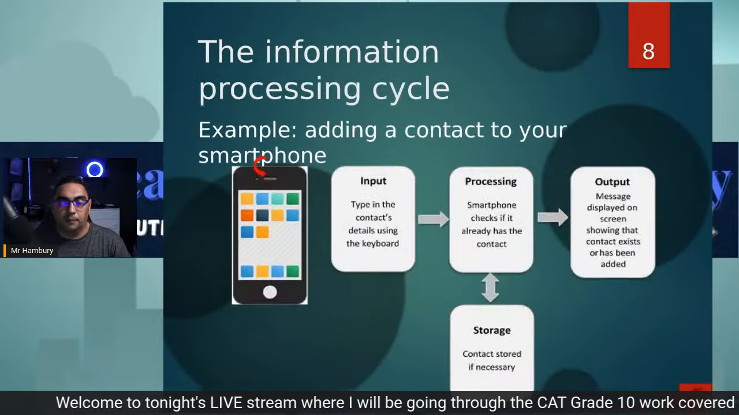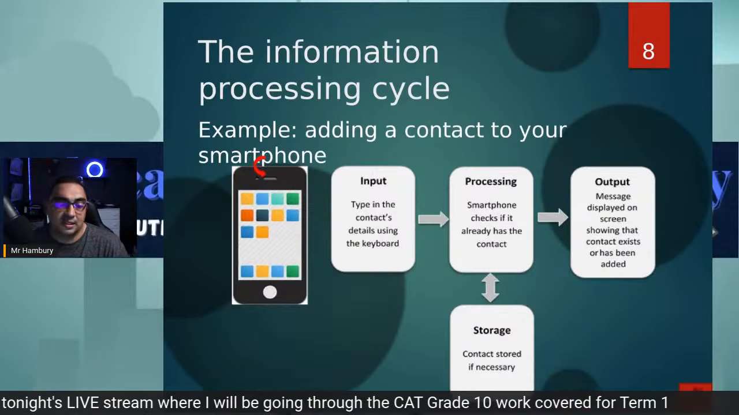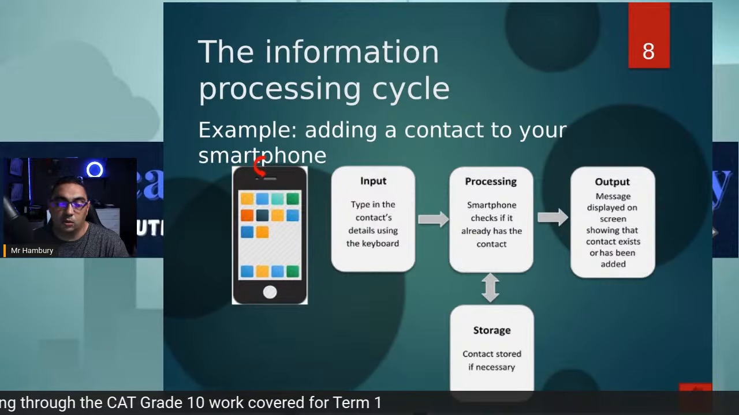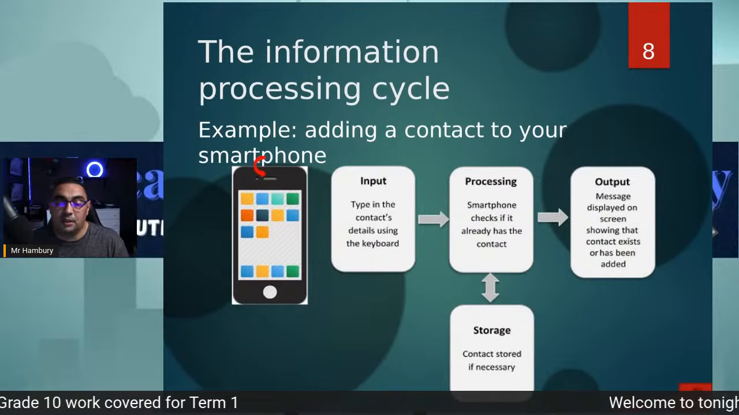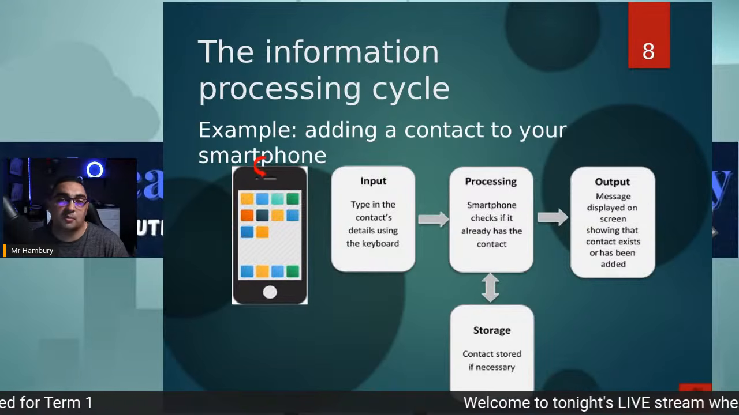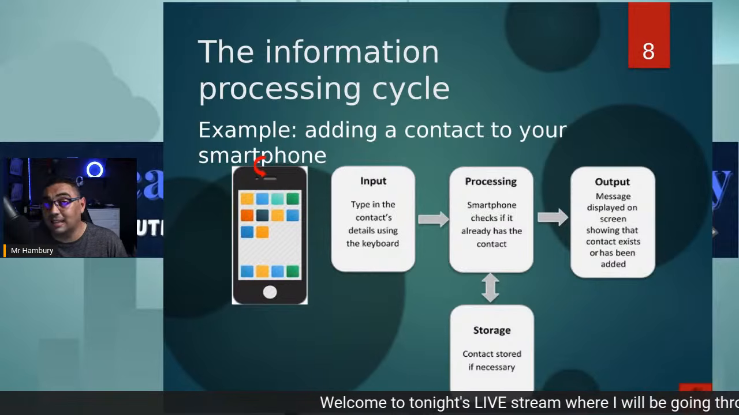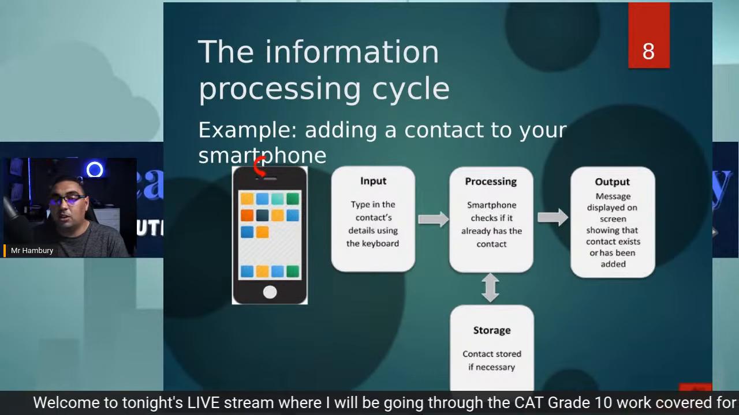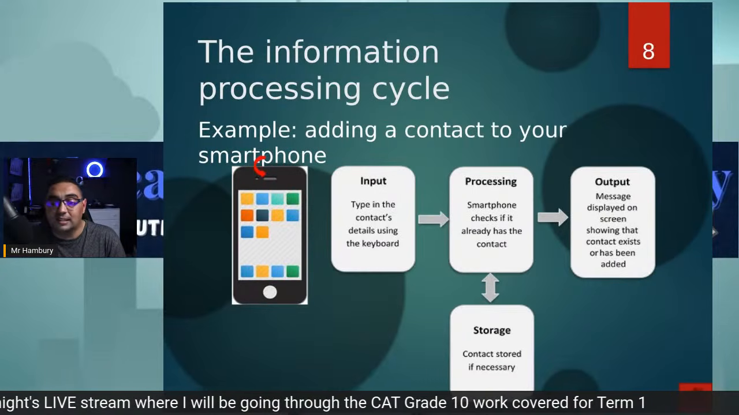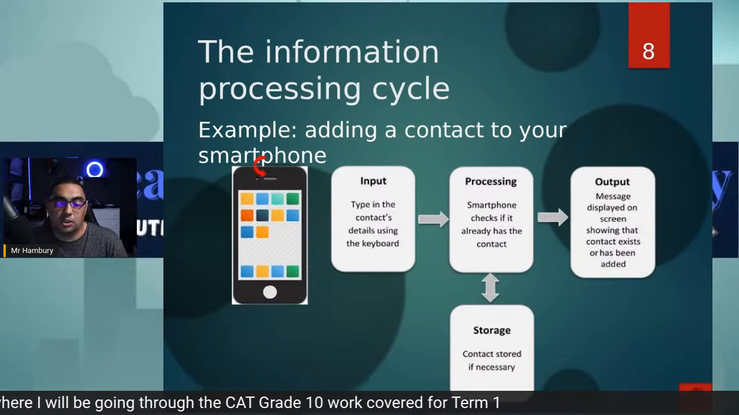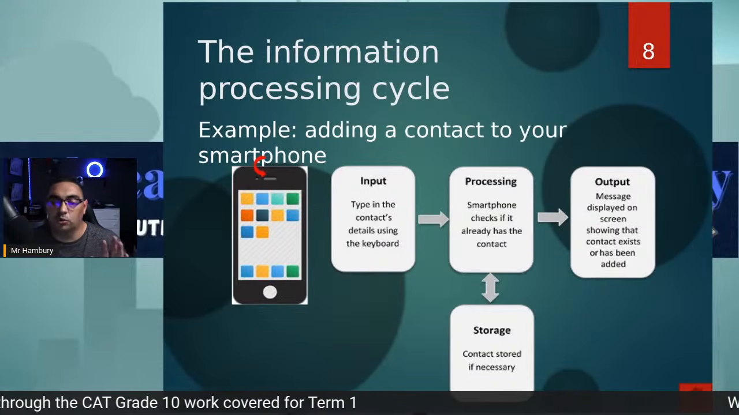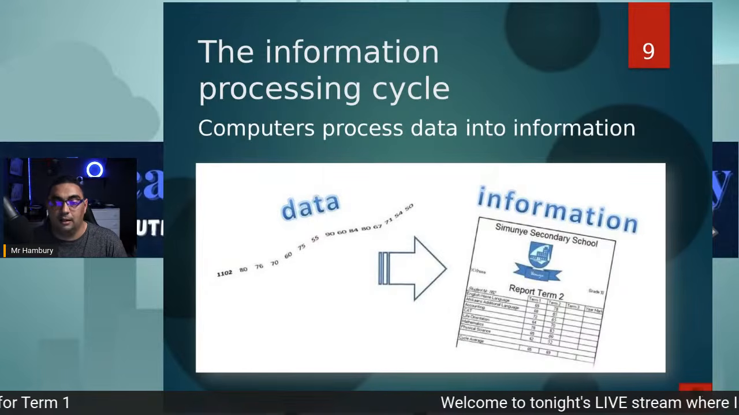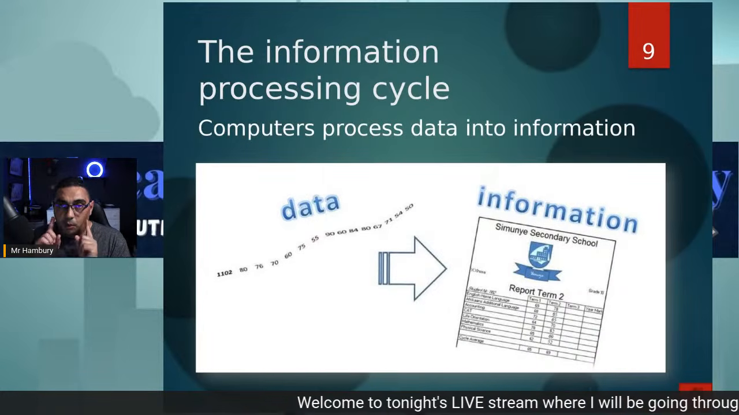Right, let's move on. As we talk about the information processing cycle, you can see here's an example of us adding a contact to your smartphone. Input is where I'm typing those details in. Processing is where the smartphone checks if somebody like that is already added. Output is a message that's displayed on the screen showing that the contact exists or it's now been saved. And storage is where it's now saved onto the phone, whether it's onto the SIM card or onto the actual phone's hard drive.